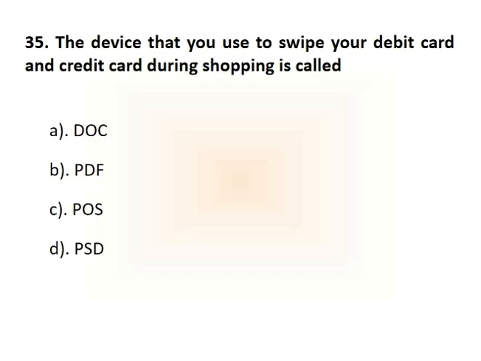The device that you use to swipe your debit card and credit card during shopping is called option number C, POS, that is point of sale. They are commonly used in retail environments to process payments.